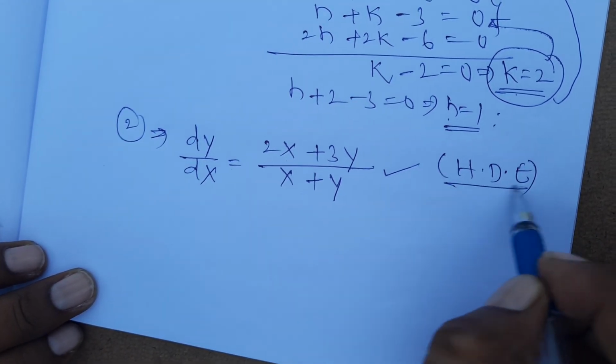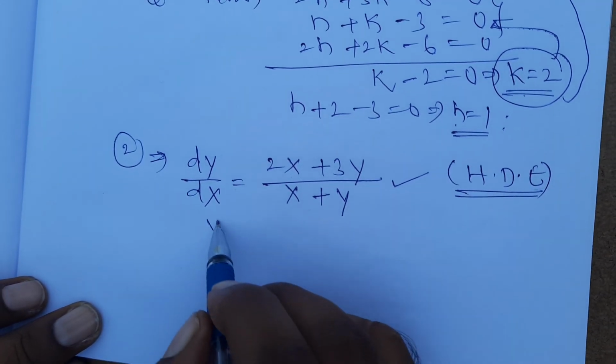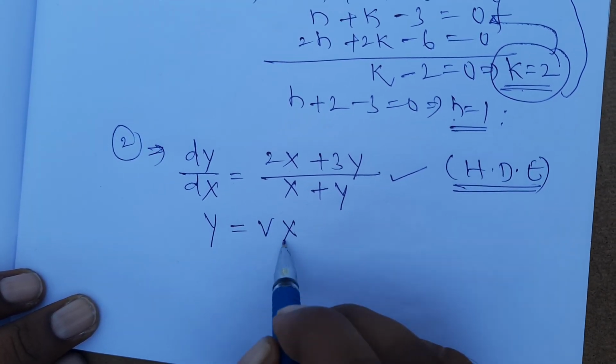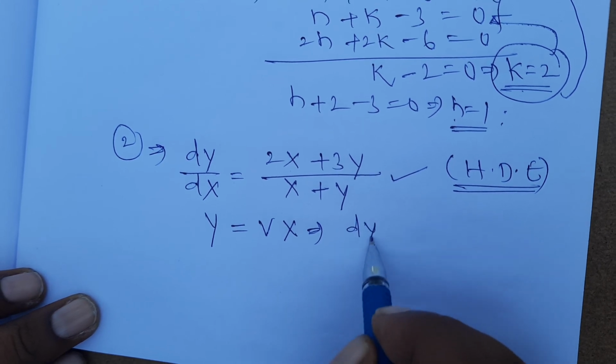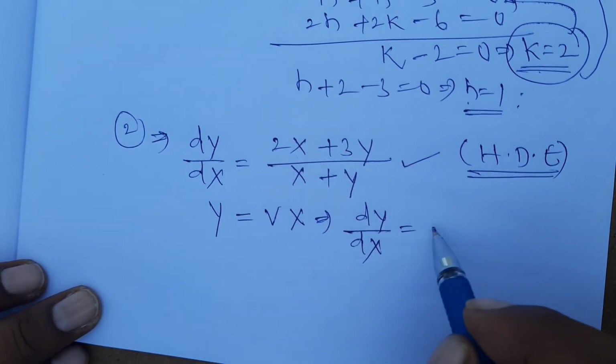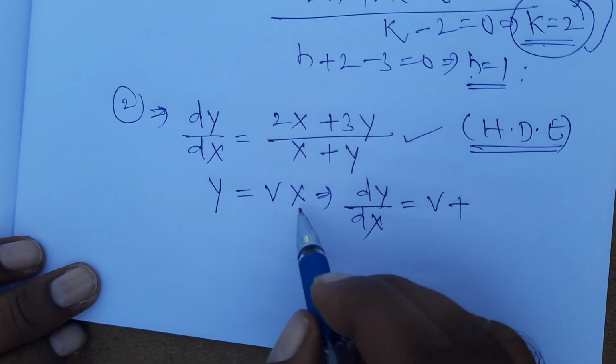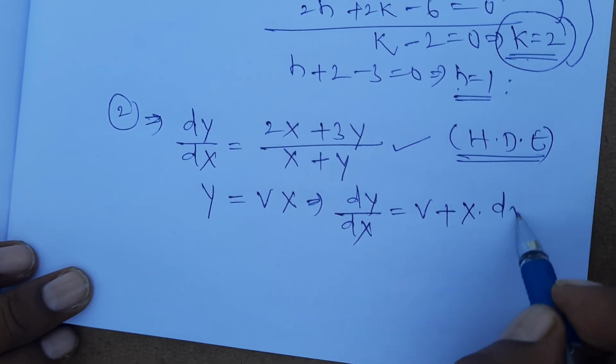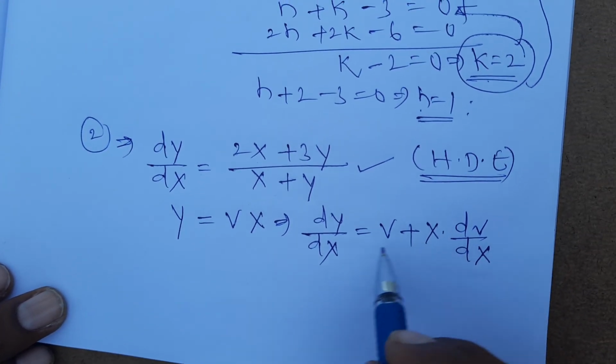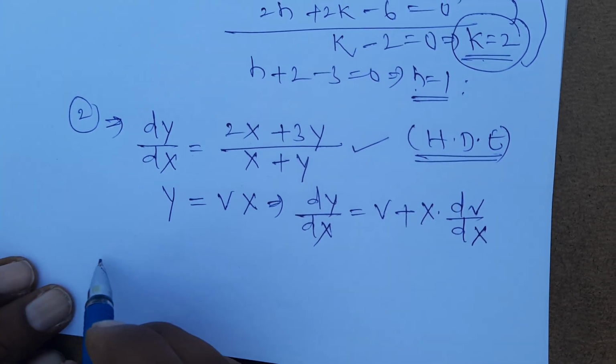How can you solve the homogeneous differential equation? By substituting y = vx. From this, dY/dX = v + x dv/dx. Of course, here we are using capital Y and capital X, remember that.